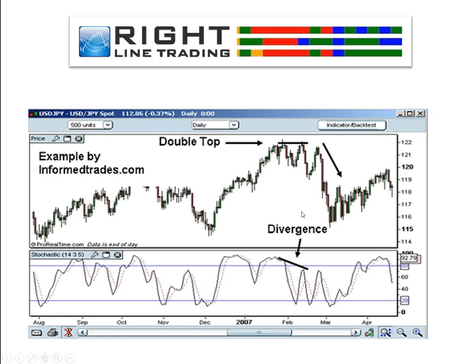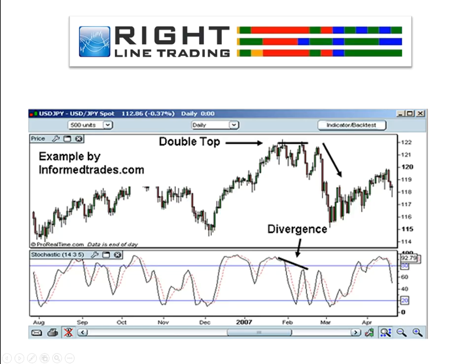Now, again, back in the day when George Lane was trading, probably in the 70s and in the 80s, and maybe in the very early 90s, divergent signals were very accurate. And right now, if you try to trade divergence, you're going to get stopped out a significant amount of the time. And I'm going to talk about the reason why.